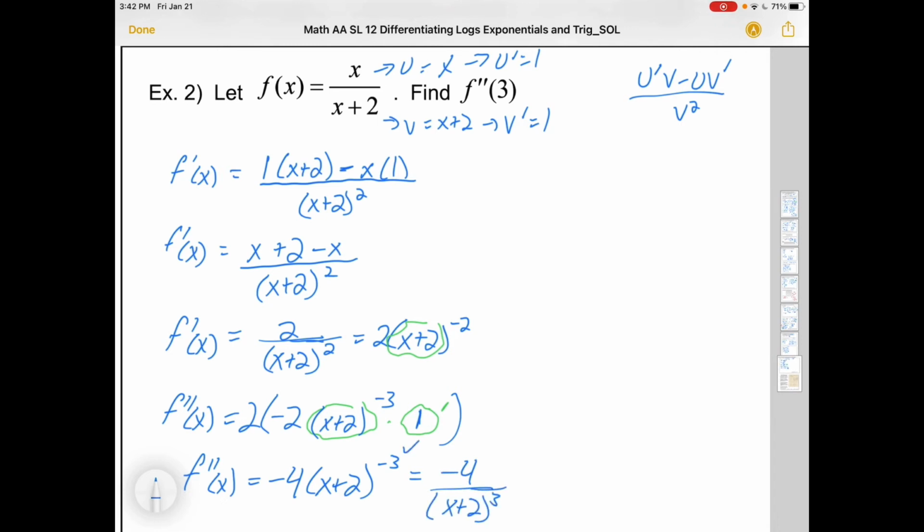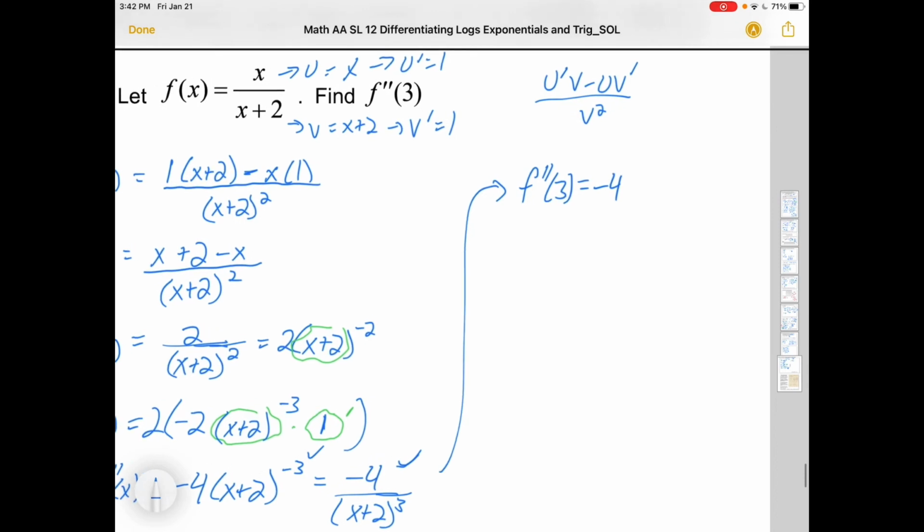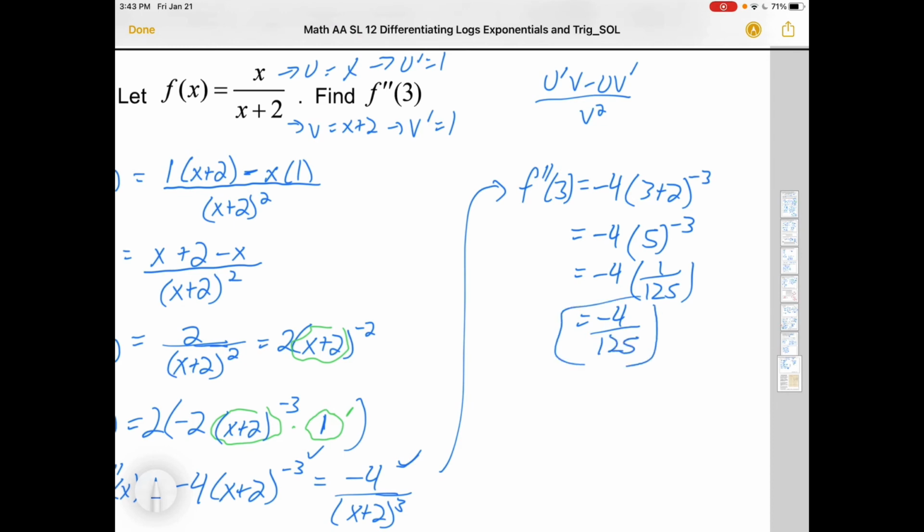Okay? Either one of these are good, but neither one of them are the final answer. So finally, if I put in what it's asking me to, f double prime at 3, what is the slope of the slope at 3? I'm going to put it in just the exponential one. It would be (3 + 2) to the negative 3. I'm not afraid of negative exponents. That means flip it and cube it. Okay, and I'll get negative 4 over 125 as my final answer.